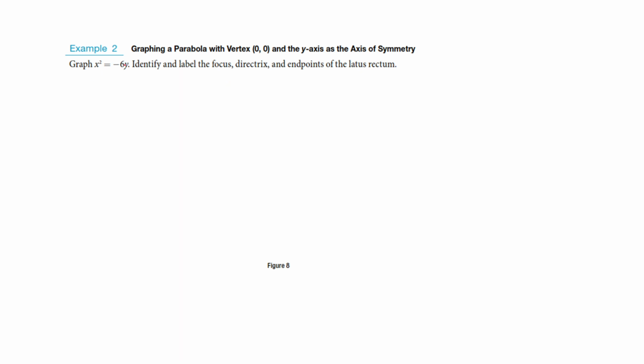Now look what we have here. This is the traditional form. I have y and I've got an x squared. So this is opening either up or down. Now because the value is negative, I am going to be opening downward. Okay, so let's find the value of p. So remember 4p equals this number right here. So p is going to be negative 6 over 4 or negative 3 halves.